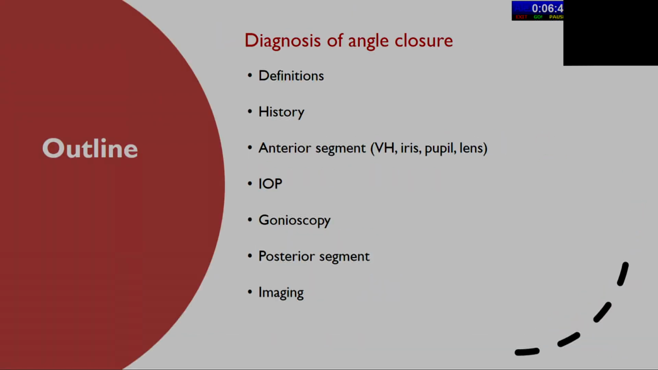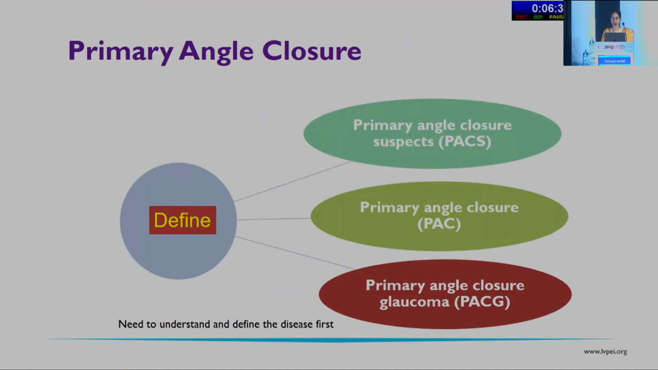So we should start with understanding how you define angle closure, what is very important with the history, starting from history evaluation, and how do you go ahead and diagnose. So like I said, it's very important to define them appropriately. What do you mean by a primary angle closure suspect, primary angle closure, and primary angle closure glaucoma? So once we are clear with this, I'm not going into the definitions, but once we are clear with this, I think the rest of the things will become very easy for us.